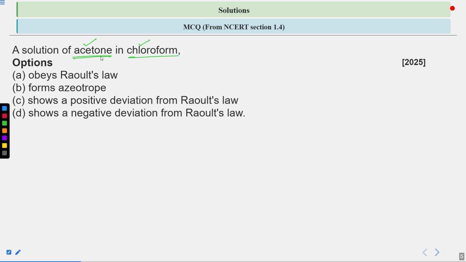Acetone is a ketone, and chloroform is our CHCl3. The four options given are: obeys Raoult's law, forms azeotrope, shows a positive deviation from Raoult's law, or shows a negative deviation from Raoult's law. You have to tell which of these options the solution of acetone in chloroform satisfies. So you have some time, think about it, and then we will continue to the correct answer.